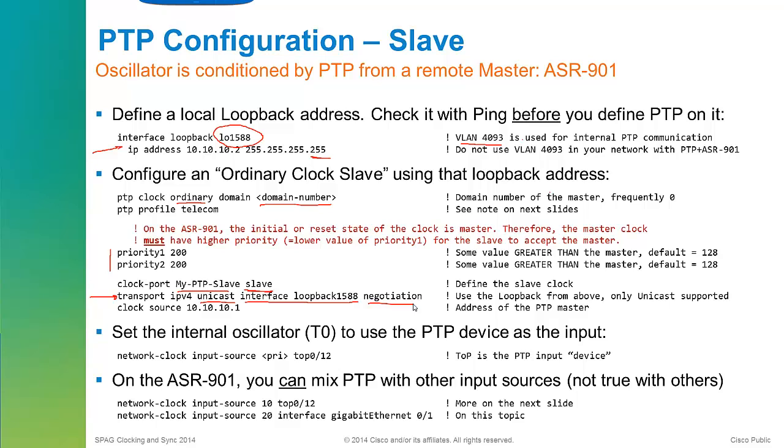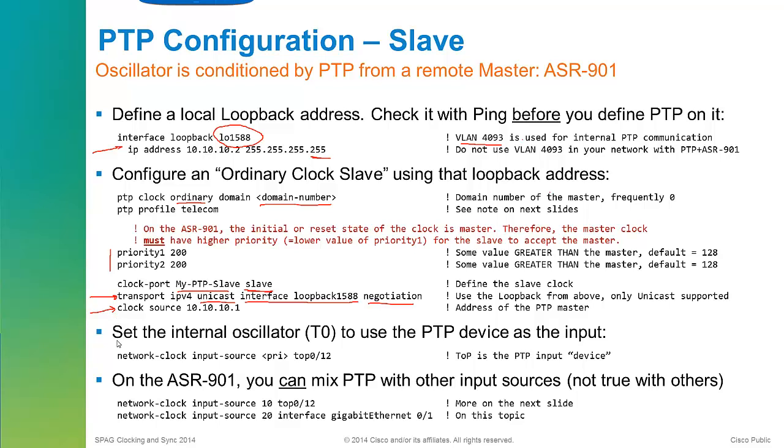And negotiation will then have the slave negotiate with the master things like packet rates. And then we define the clock source, and the clock source is the IP address of the master. And then once you click return on that, it will start communicating with the master. It will then synchronize with the master. That may take some time. It may take 30 minutes by the time it gets enough packets to be able to synchronize, and that's completely normal.